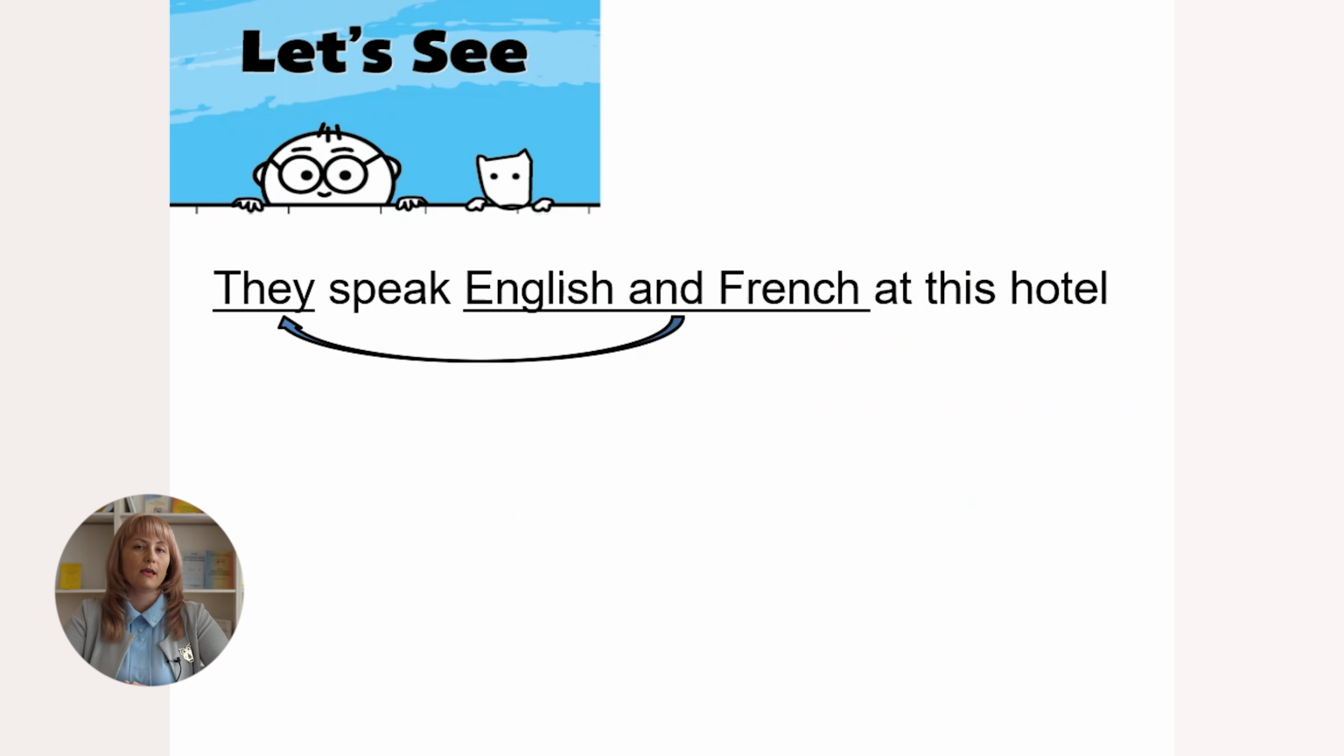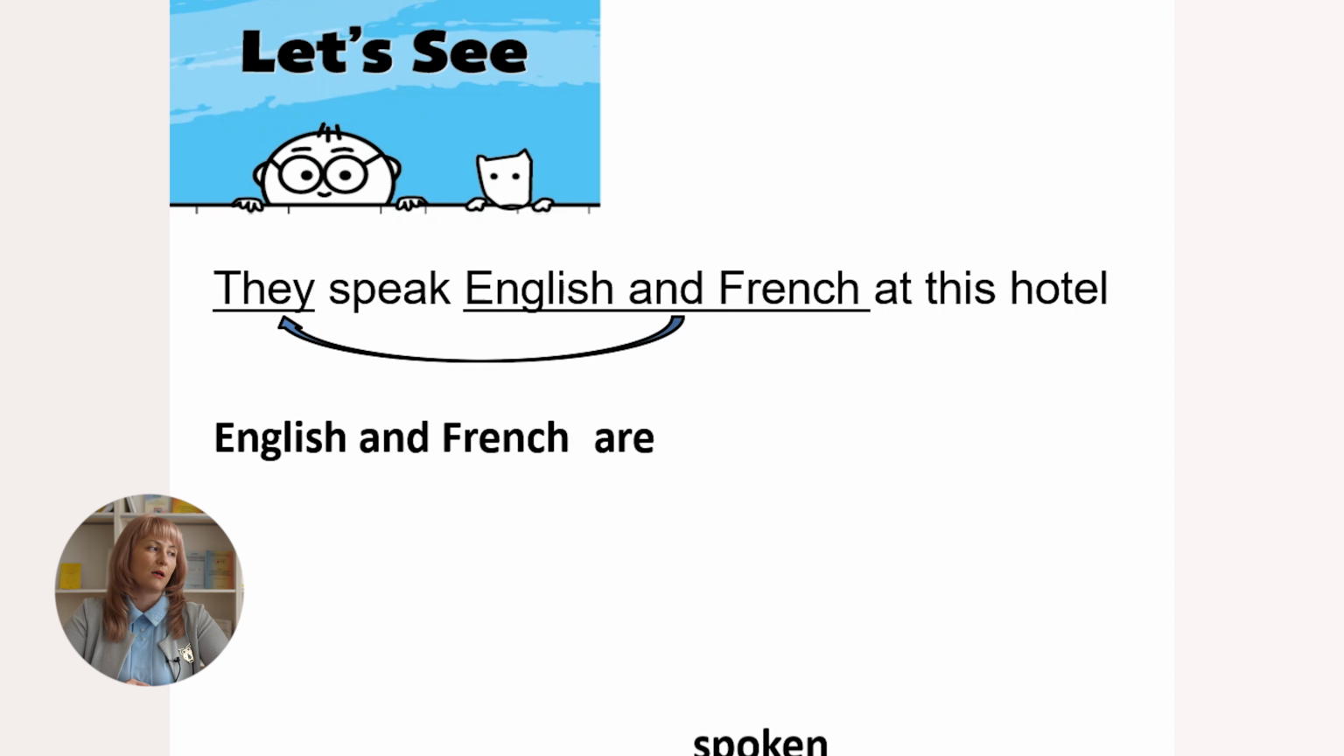Okay, great. Now we propose you to work together. So let's see how an active voice can be changed or transformed into a passive one. Let's see the following examples. They speak English and French at this hotel. So this is present simple in passive voice. Tell me please how it will be in passive one. Okay, so let's change the places of some words. And what are they? English and French are spoken at this hotel.